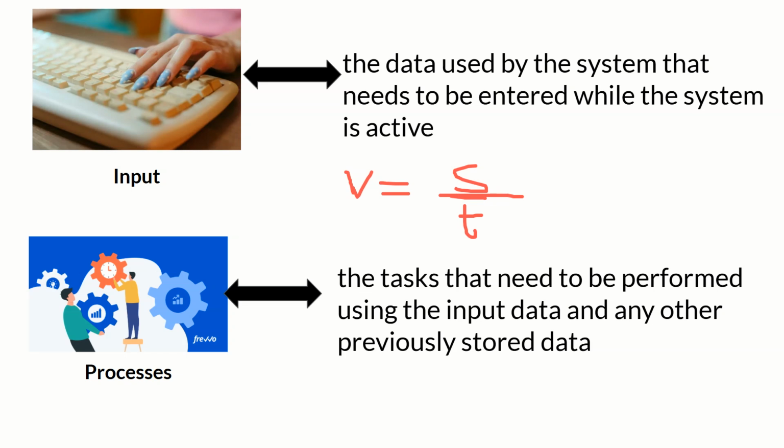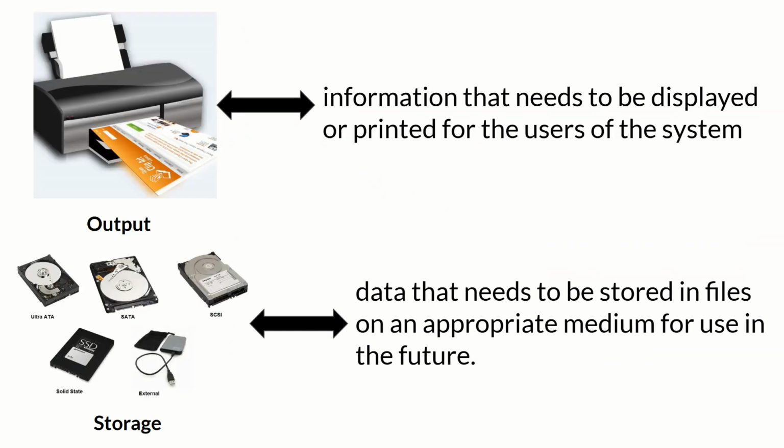The process is this calculation, me dividing the displacement by the time. That is going to be my process. Then what is going to be my output? How do I output my message? Maybe I can show it on a screen. I can print it for you. Then, having done that, maybe I want to store it for future use. So I can store it on any of the disks or storage devices.